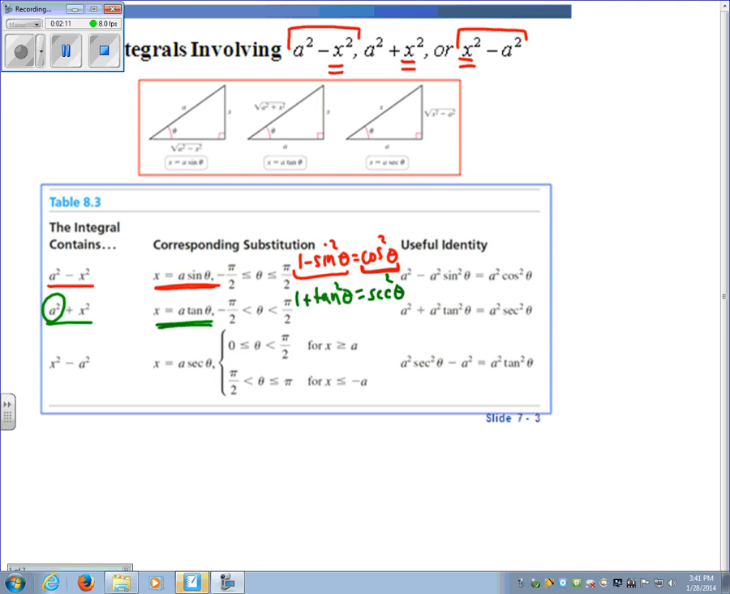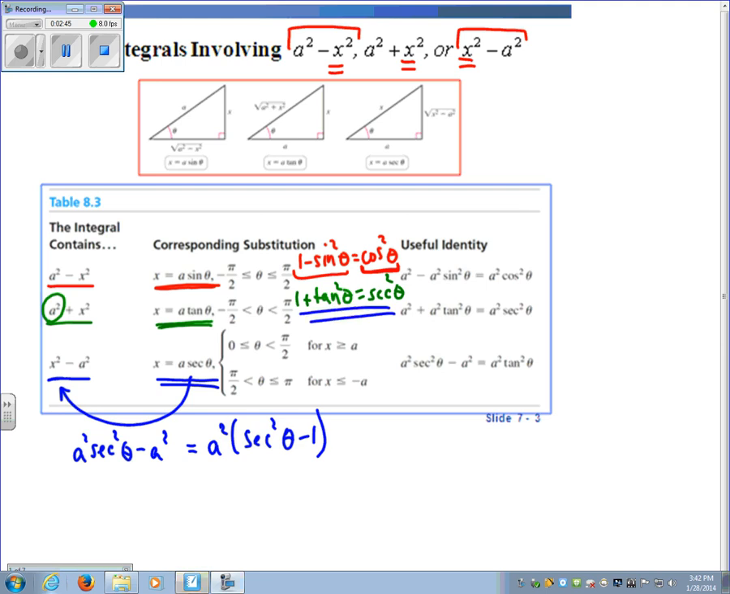And then the last one here is going to be where you have the variable that's first minus the number squared, and in this case you're going to use the substitution x equal to a secant of theta. And then what you're going to end up with is an expression here. See, when you put this secant theta in, you're going to end up getting a squared secant squared theta minus the a squared, which once you factor out the a squared, you're going to end up getting this secant squared theta minus 1. Now remember our trig identity up here. Secant squared minus 1, if we just move the 1 to the other side, this is equivalent to tangent squared of the angle.